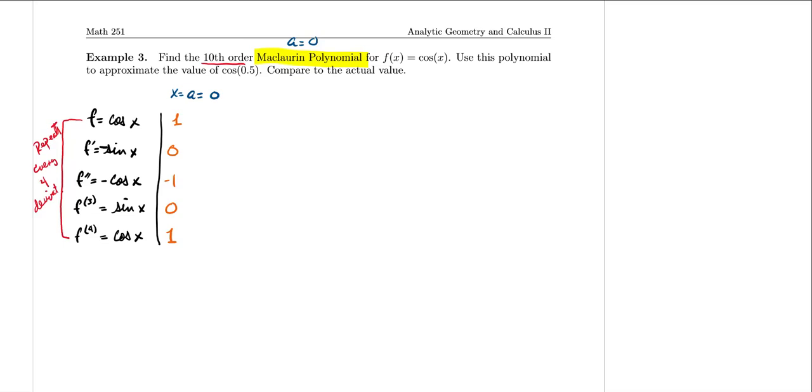Now, for this one here, guys, just so you notice how certain terms are going to vanish, I'm going to go ahead and write down everything. You don't have to copy it on your notes, but I want you guys to know where the pattern that we're going to get is coming from. So this is the 10th order polynomial approximation for the cosine of x.